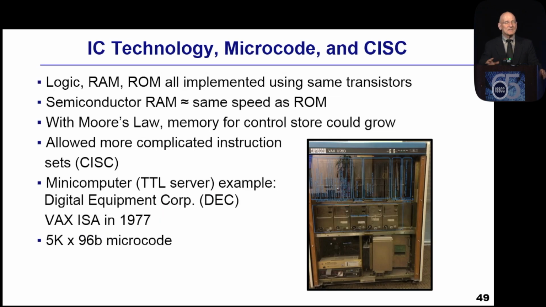So what happened next is we moved to the minicomputer industry and semiconductors. Logic, RAM, and ROM are all built from the same transistors, so the RAM and ROM are about the same speed, but with Moore's law, you could have a lot bigger control store, so microcodes got bigger. So what this meant was you could build a bigger instruction set interpreter, which meant you could have more complicated instruction sets. And a classic example of this is the VAX minicomputer from Digital Equipment Corporation, and it had 5,000 microinstructions, each 96 bits wide.